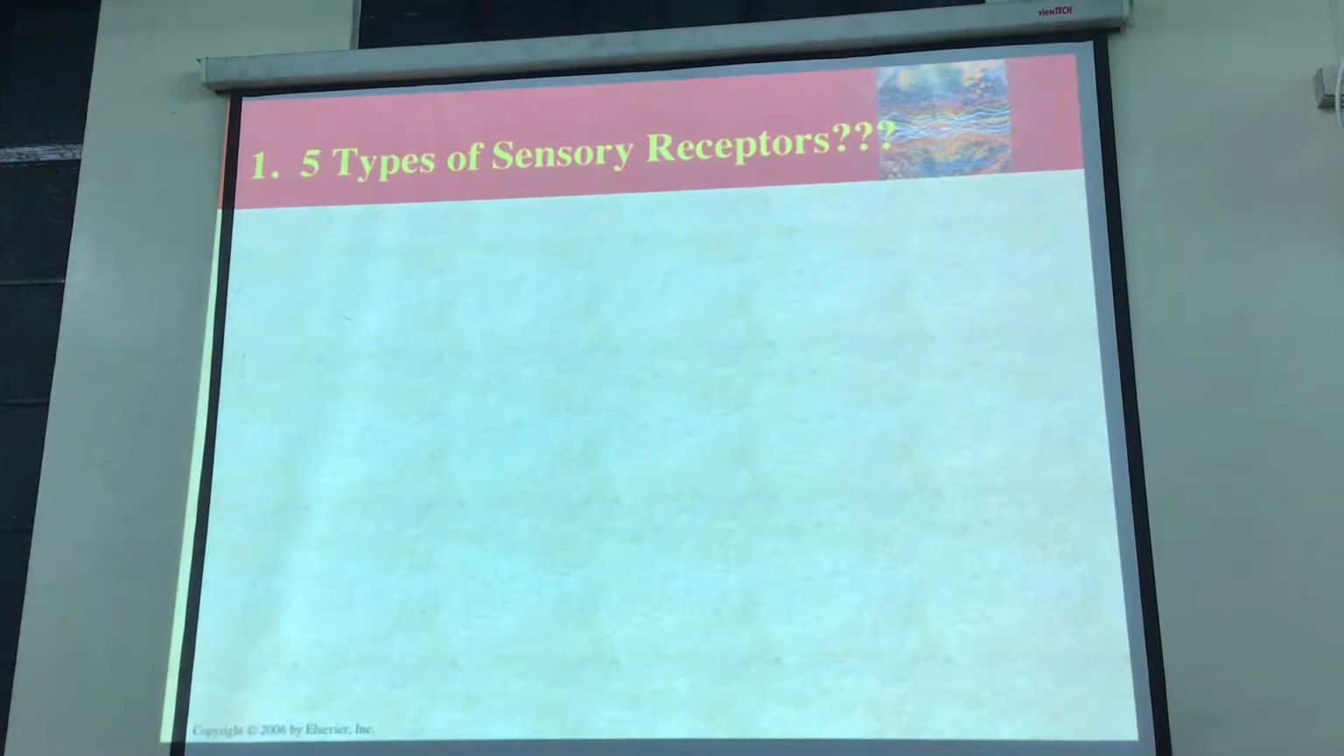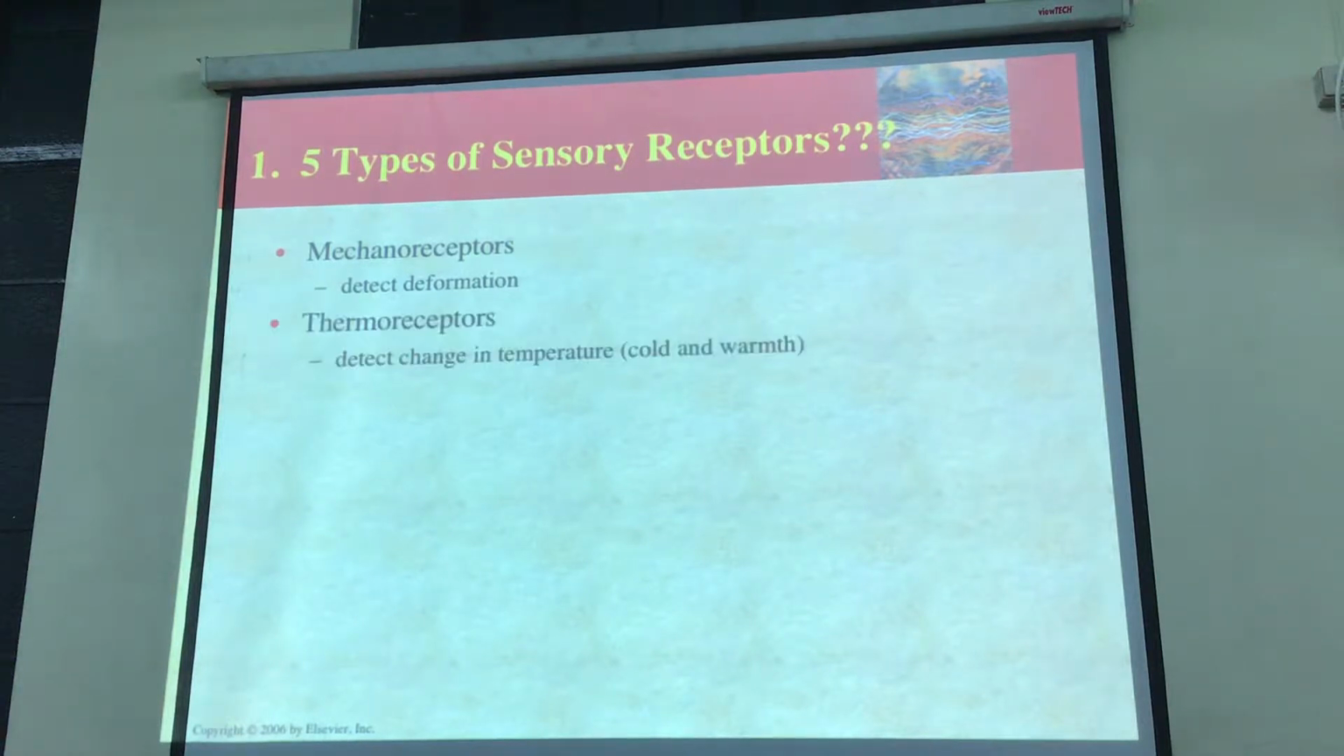What are the types of sensory receptors do you know? Okay, what else? Chemo. Okay, very good. So you have mechanoreceptors that detect deformation. Okay? So when you have pressure on your skin, when an object is touched on your skin, your mechanoreceptors respond. What do you call that detects changes in temperature? Thermoreceptors, the cold and the warm.